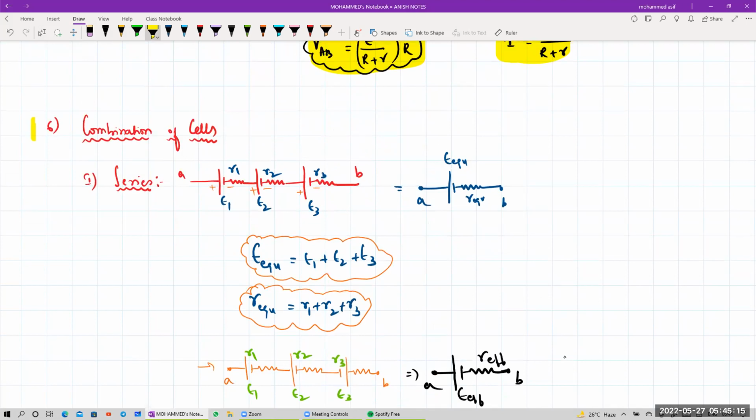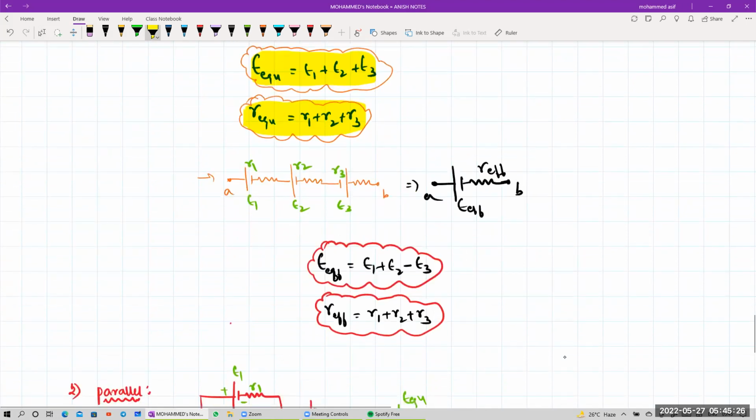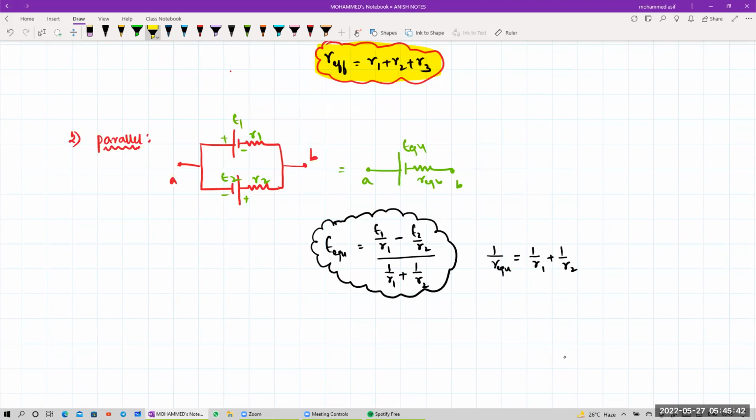Cells in series combination: if all of them are connected in the same connection, then E equivalent will be equal to E1 plus E2, and R equivalent will be equal to R1 plus R2. If some of them are connected in negative, then E equivalent is equal to E1 plus E2, with another terminal negative, and R equivalent will be positive as usual. Even though they are connected in the wrong connection, negative negative, the internal resistance will not get affected. And if they are connected in parallel, one positive and one negative, then E equivalent is equal to E1 by R1 minus E2 by R2 divided by 1 by R1 plus 1 by R2. Clear?